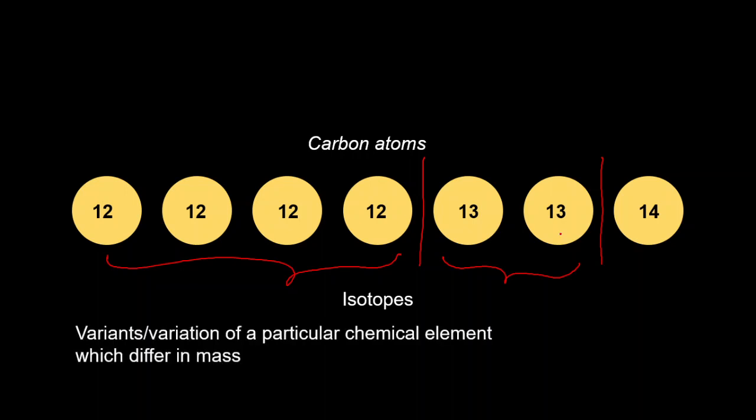We call these types of atoms isotopes. So isotopes are variants or variations of a particular element which differ in mass. So their only difference is their mass. So let's try to see their number of protons, electrons, and neutrons.